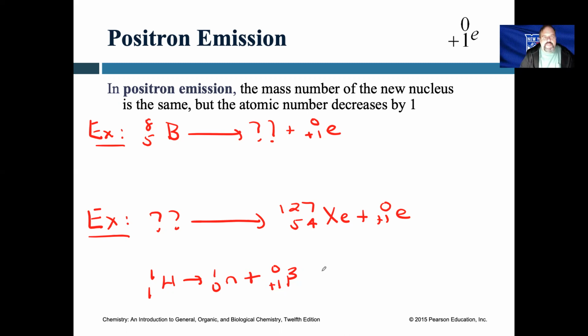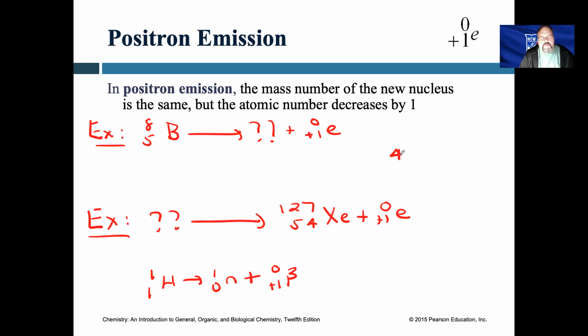So let's take a look at a couple of examples. In the first one, we have boron with a mass number of 8. That is a positron emitter. When it releases a positron, what does it become? Let's start with the atomic numbers first. On the reactant side, we have an atomic number of 5. On the product side, what plus 1 is going to give us 5? The answer is 4. So our mystery substance has an atomic number of 4.